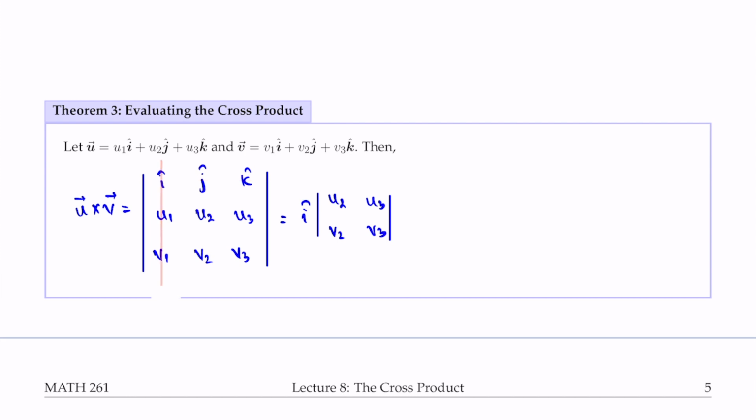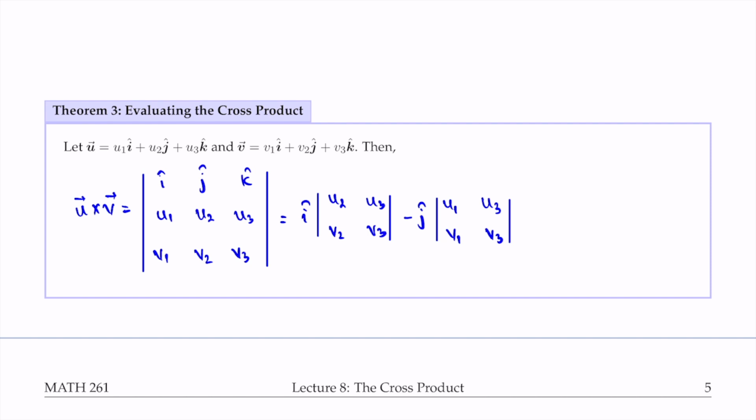For the second term of the calculations, you move on to j hat, and when you switch the column or row, you're going to turn to negative j hat. Similar to the last calculations, you're going to delete the corresponding column and the corresponding row, and you're left with the entries u1, u3, v1, v3, and you form a determinant using those entries. So the determinant of u1, u3, v1, v3.